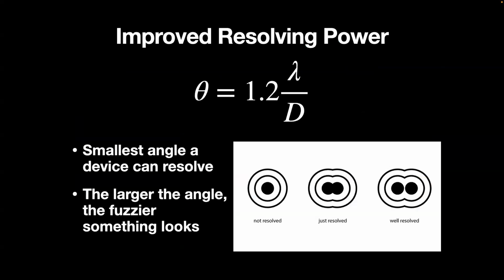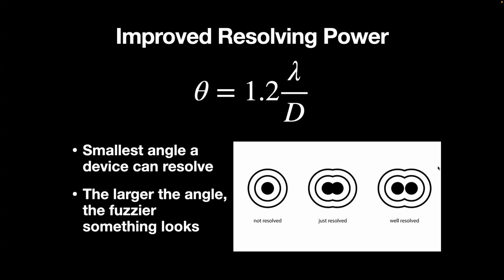The other advantage is the improved resolving power, or the ability to see fine details, right? Resolving power is basically the smallest angle a device can resolve. And the larger the angle, the fuzzier something looks. So the equation that we would use here is basically proportional to the wavelength of light you're looking at and the diameter of the aperture.